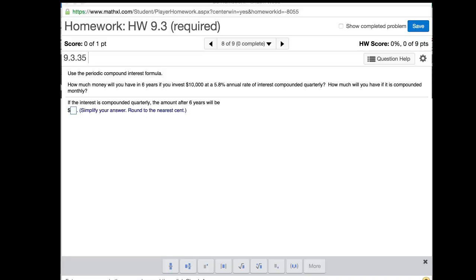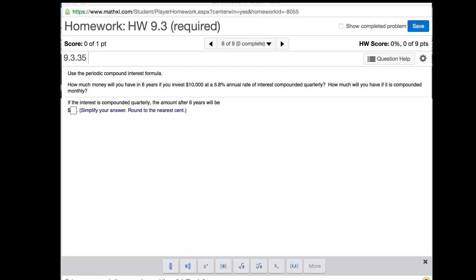So the question was emailed to me about how to solve problems involving compounding interest. This is problem number 8 in chapter 9, section 3. And I think that the challenge to solving these problems is actually using the calculator. When you're working with exponential equations, you have to be careful with rounding.